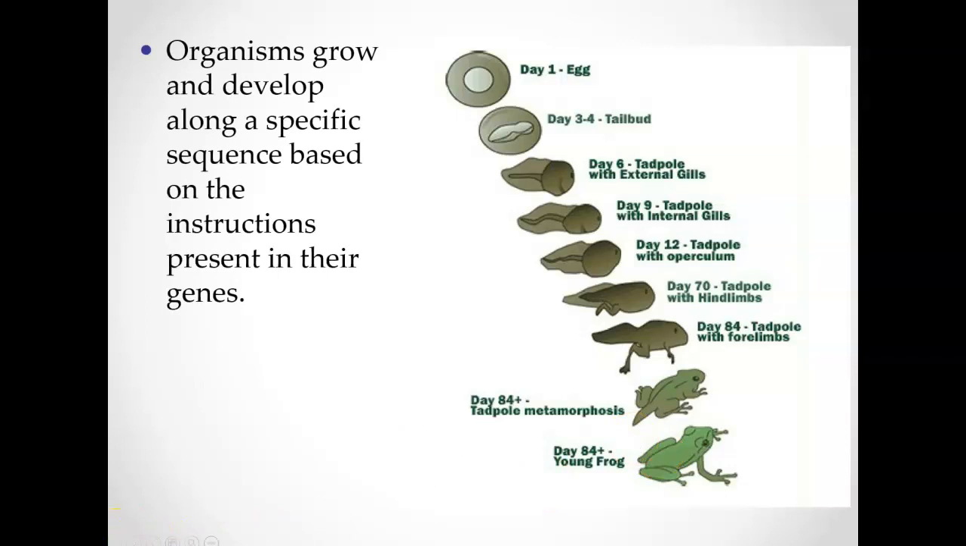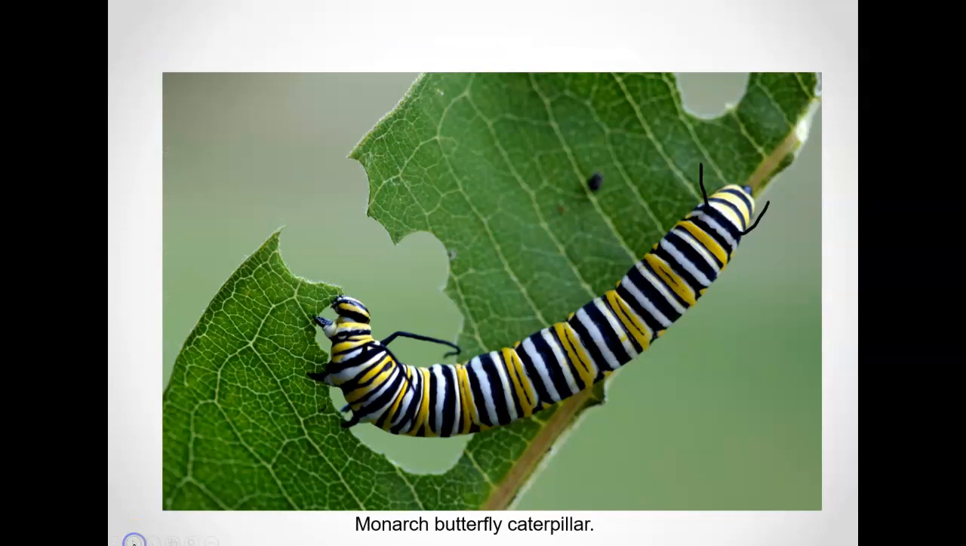Organisms grow and develop along specific sequences based on the instructions that are present within their genome. So the way that a frog develops, for example, has already been foretold within their DNA. Their DNA activates certain parts of their genome to tell the egg to have part of the cells turn into a tail bud, and eventually have those tails disappear and become legs in the frog.